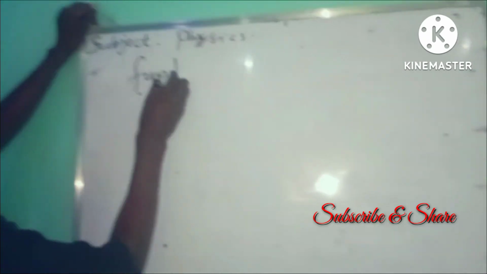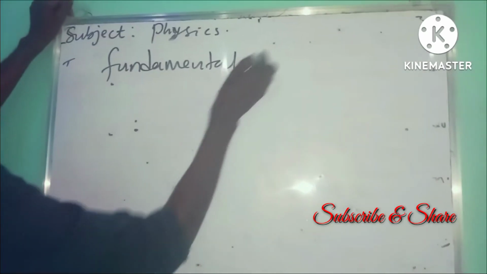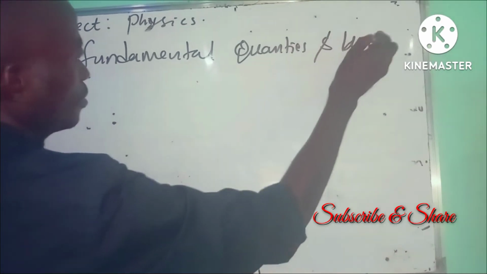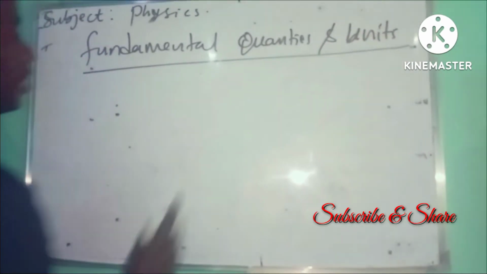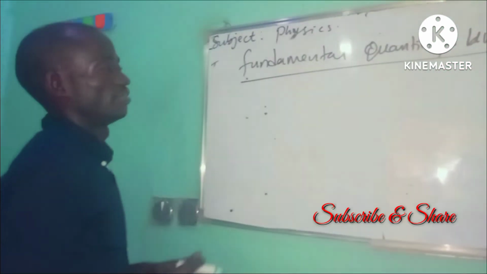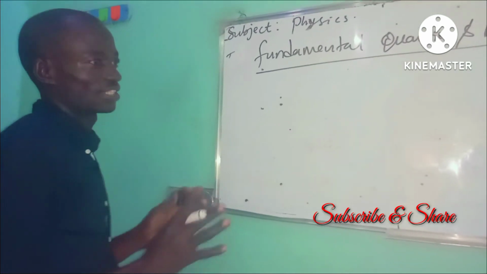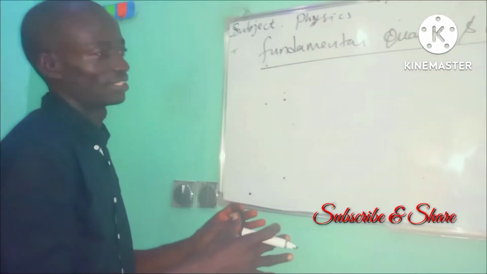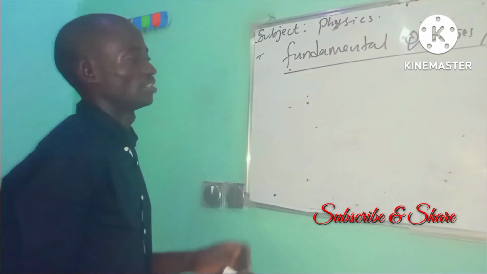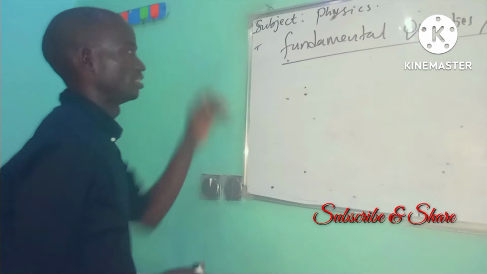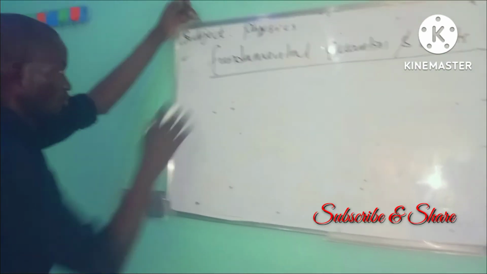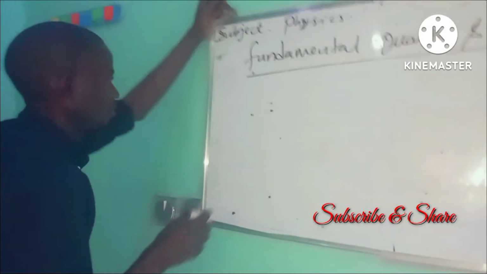So fundamental quantities and their respective units. The unit of fundamental quantities are referred to as fundamental units. So basically we have 7 fundamental quantities, and out of those 7, the first 3 are referred to as the basic quantities, and the last 4 are also referred to as basic quantities. But the first 3 are more important than the last 4, but all are referred to as fundamental quantities. So let's look at fundamental quantities and their respective units.